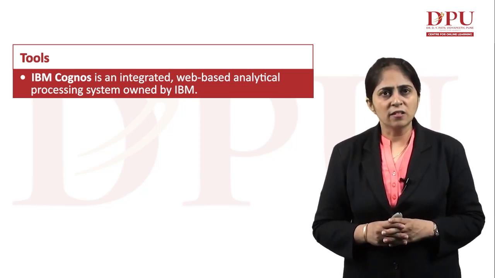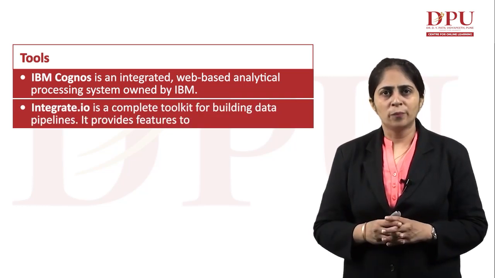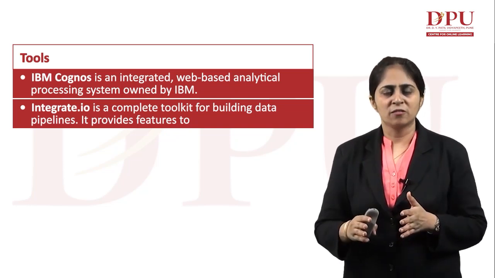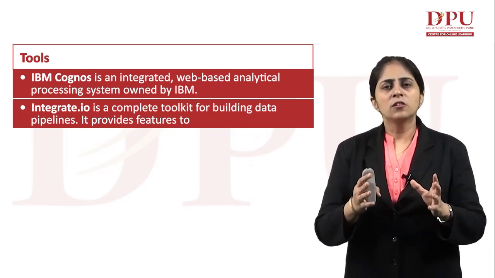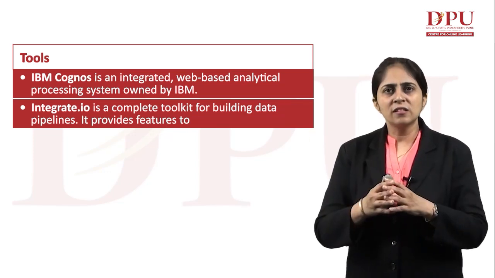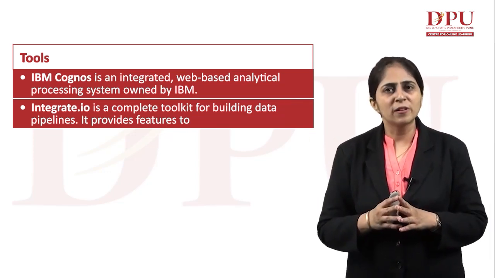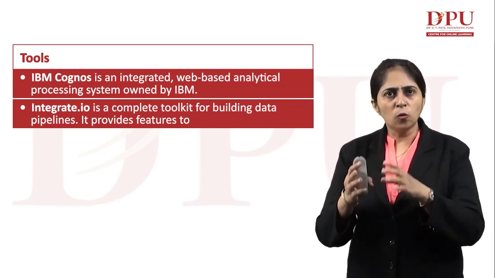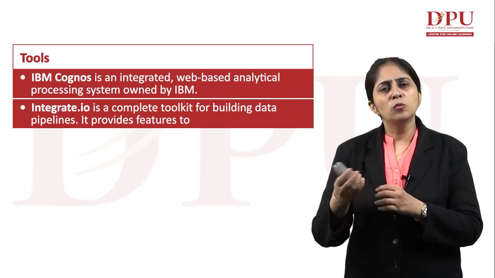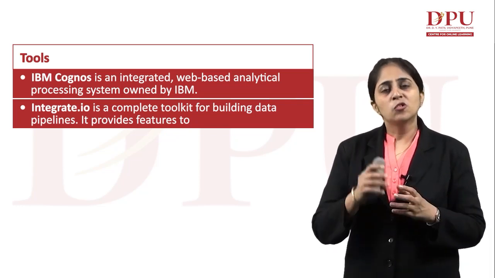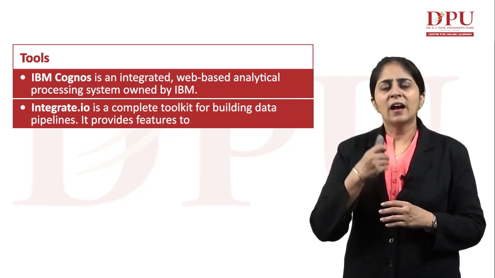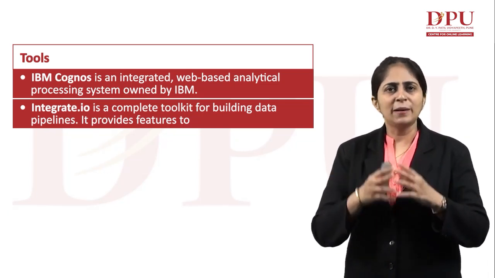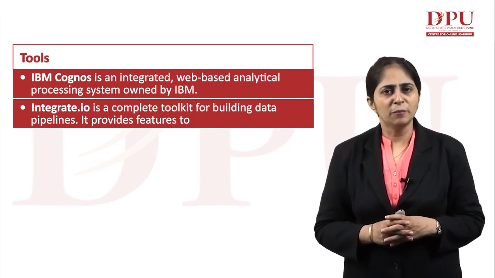Second tool that we can discuss is integrate.io. It is a complete toolkit for building data pipelines. It provides the features to integrate, to process and to prepare the data for business intelligence. Now it has coding in the form of low code, and it even provides no-code capabilities also. So integrate.io is another important toolkit that can be used for building data pipelines. This is the second tool that can be used.